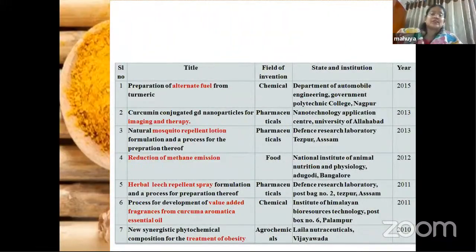I'm giving some interesting areas. Alternate fuel from turmeric: this research is going on in the Department of Automobile Engineering, Government Polytechnic College. So it's a new idea. Whenever you are searching your particular area, you get innovative ideas and innovative research ideas. I think for starting your research, patentability assessment is necessary.